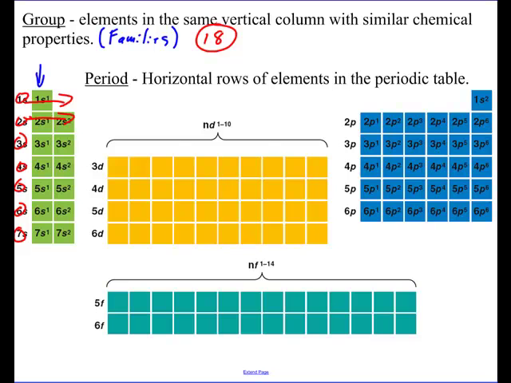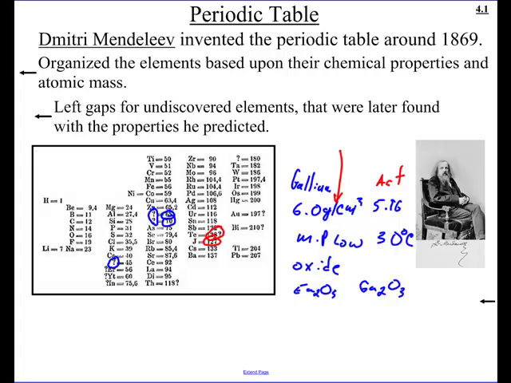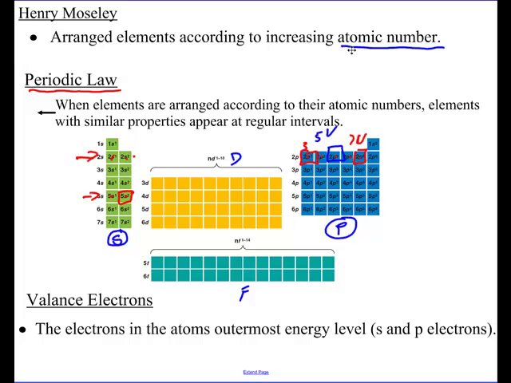It starts with Mendeleev coming up with the idea. The important things that he did is he organized elements by their properties and their mass. Then he left some gaps. They were later discovered, which really proved that his idea was correct. Then the next guy, Moseley, came along and found that you should organize elements by increasing atomic number. That gave us the periodic law that when you arrange them according to their atomic numbers, you'll get similar properties. Then we have valence electrons, groups, and periods.